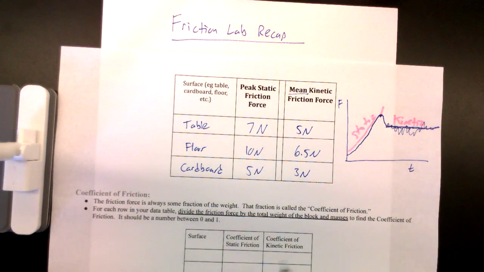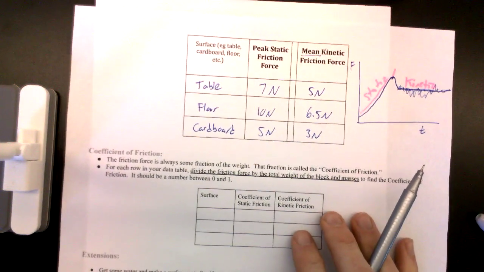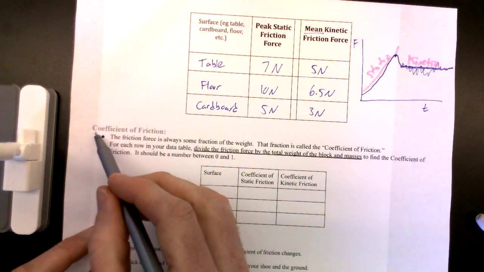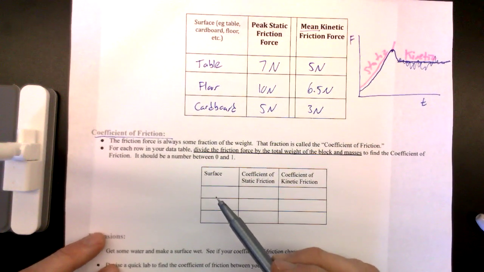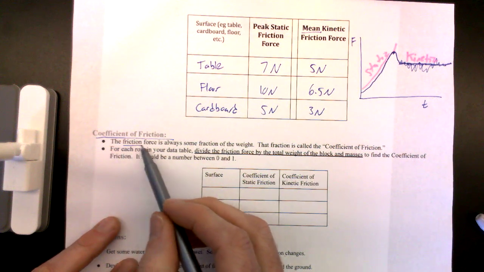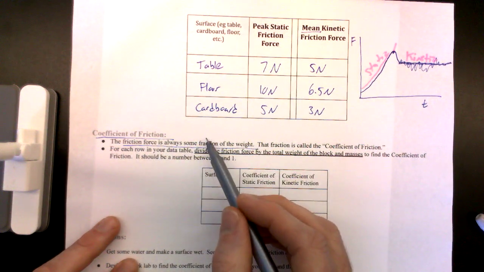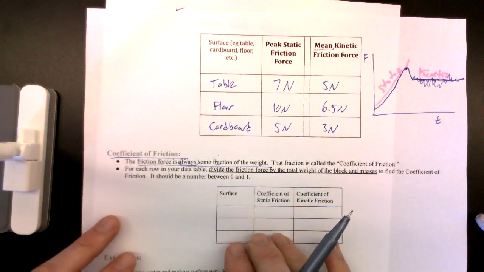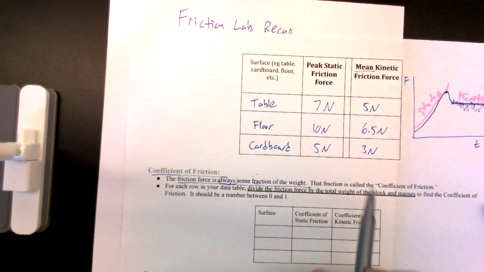So then we popped down here, and hopefully you had a chance to do this. If not, we can do it in class. We were looking at what is called the coefficient of friction. So in a minute, I'll describe it a little bit more. But it says the friction force is always some fraction of the weight. It's not always, but it's pretty much going to be some fraction of the weight. So I didn't print off the part of the data table that had the weight.